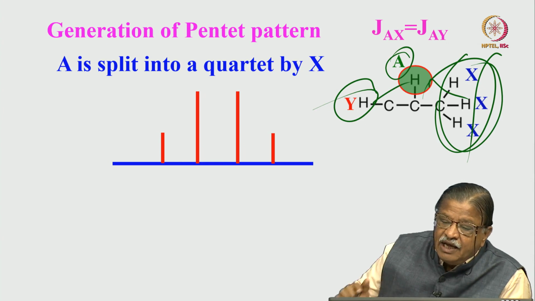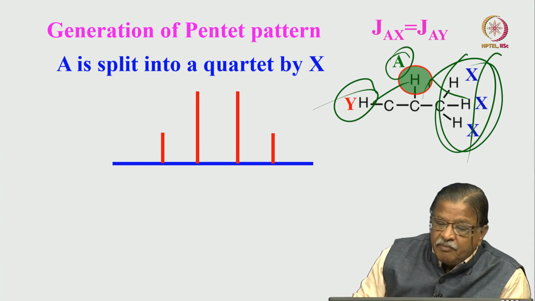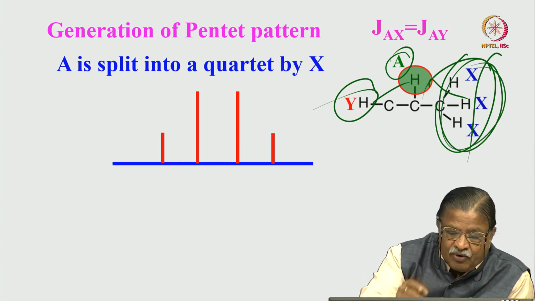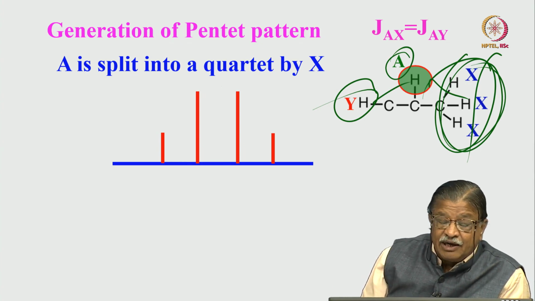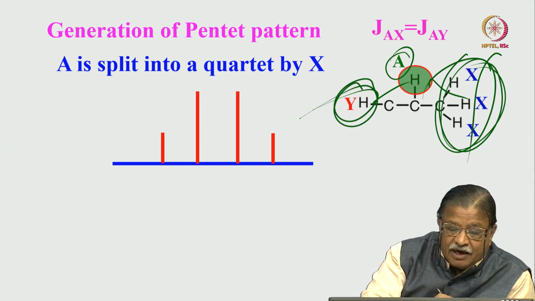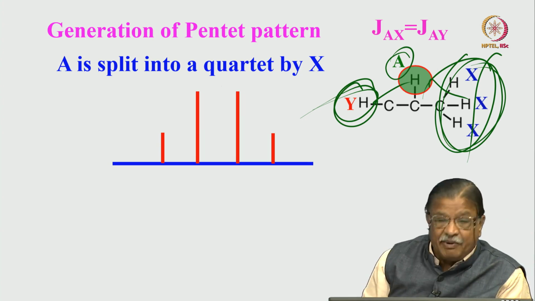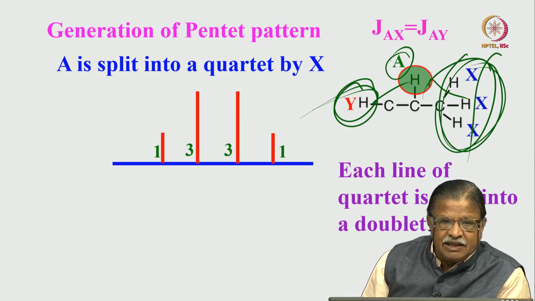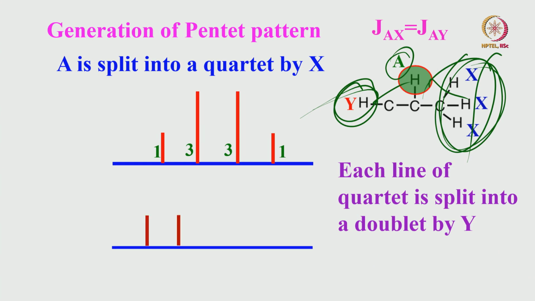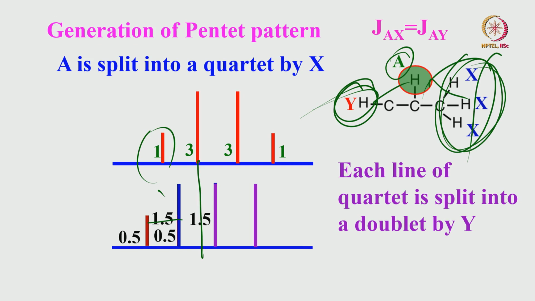As a consequence, A will become a doublet, but it is already coupled to this one, becoming a 4-line pattern, a quartet. But now, because of the coupling with a single proton, each line of this quartet will become a doublet. This is the intensity ratio 1:3:1, and each will become a doublet of half the intensity. This intensity again half, 1.5, 1.5, exactly at the center. You see, from the center on either side you will see doublets. Again from this center you will get half lines.